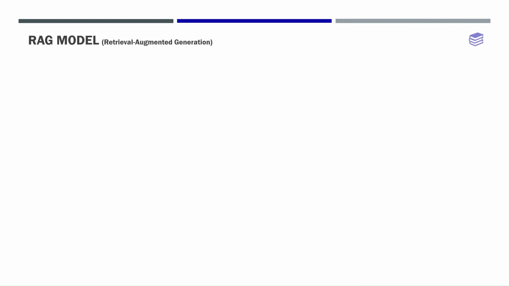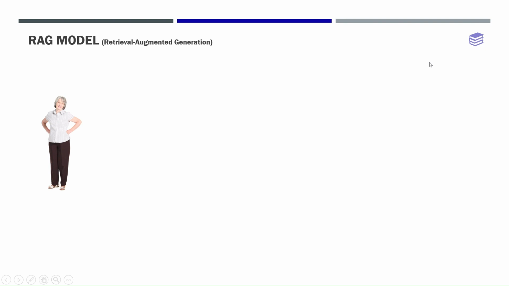So the RAG model, again, is Retrieval-Augmented Generation. It combines the best of a parametric probability-based language model with a retrieval-based knowledge store. Great for knowledge-intensive tasks where external knowledge is needed. How does it work? So let's meet Carol.